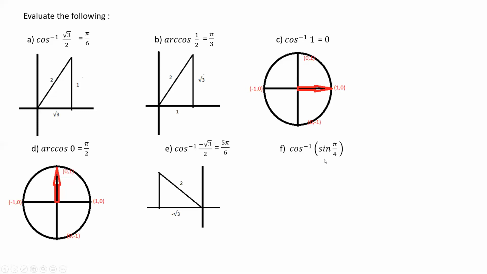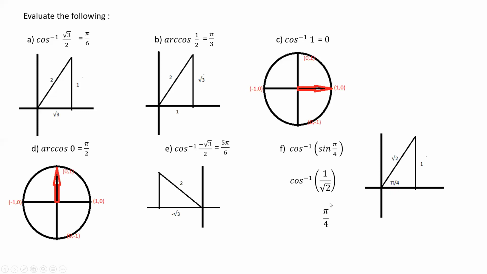The inverse cos of the sine of pi over 4. Be careful about just canceling those out. These are not the same, so we can't just undo one. We'll have to work through it. Sine of pi over 4, sine is y over r. So we're finding the inverse cosine of 1 over root 2. What angle has a ratio of 1 over root 2? It is pi over 4.